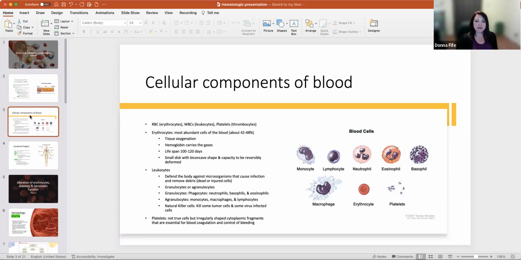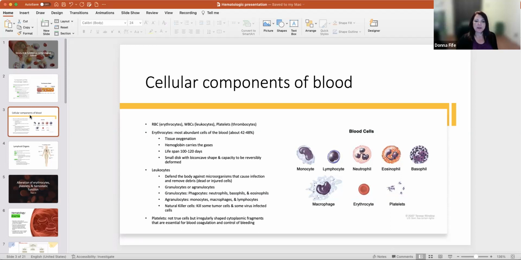Leukocytes defend the body against microorganisms that cause infection, and they remove debris such as dead or injured cells. We have granulocytes and agranulocytes. The granulocytes are considered phagocytes: neutrophils, basophils, and eosinophils. Agranulocytes are monocytes, macrophages, and lymphocytes. We have natural killer cells, which kill some tumor cells and some virus-infected cells.